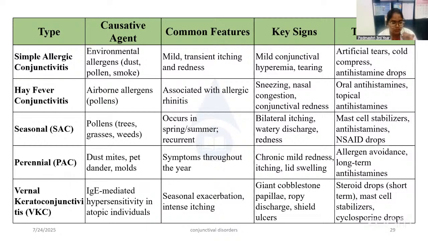So vernal keratoconjunctivitis. The causative agent is immunoglobulin E mediated hypersensitivity in atopic individuals. Common features are that it is seasonal with exacerbations and intense itching. Key signs: giant cobblestone papillae, ropy discharge, and shield ulcers. Treatments are steroid drops, mast cell stabilizers, and cyclosporine drops.